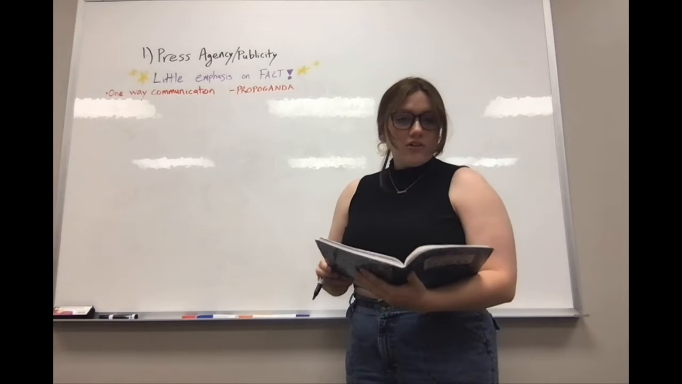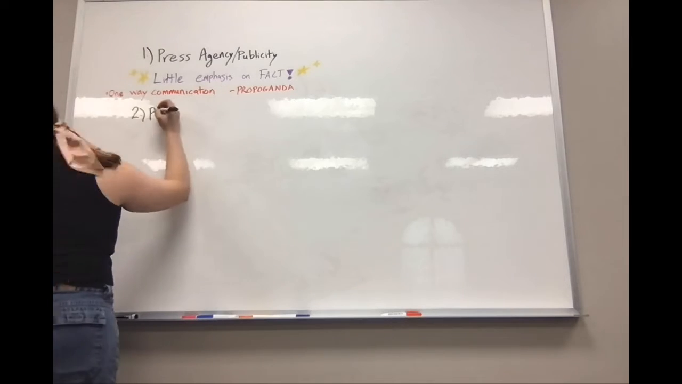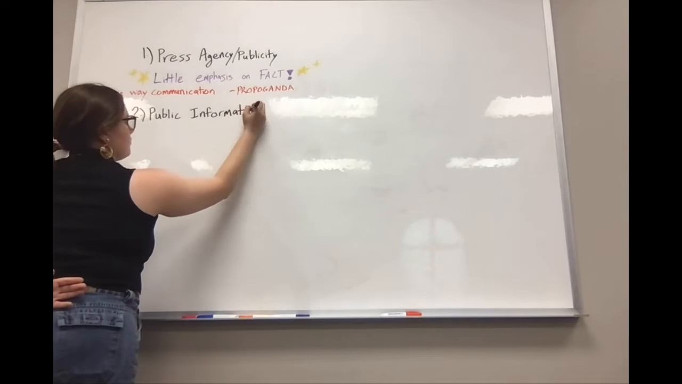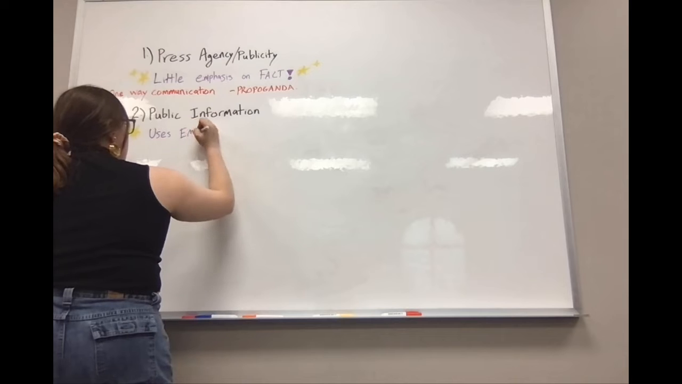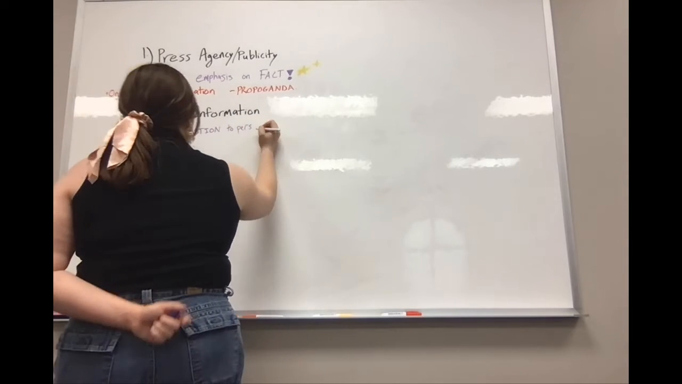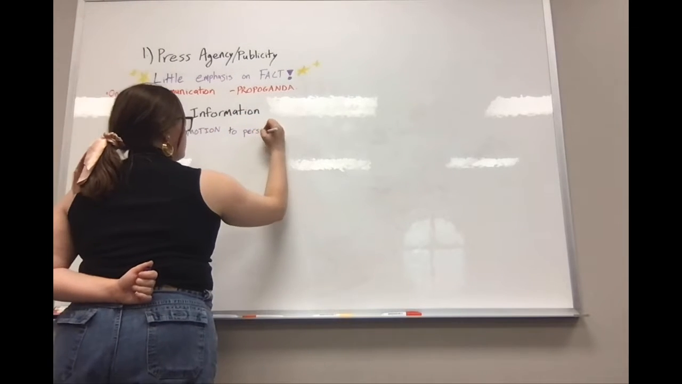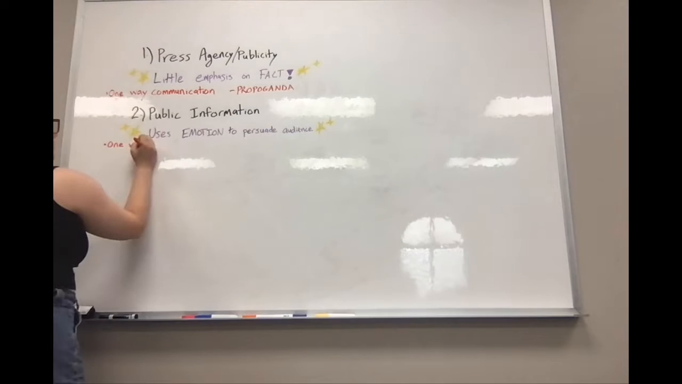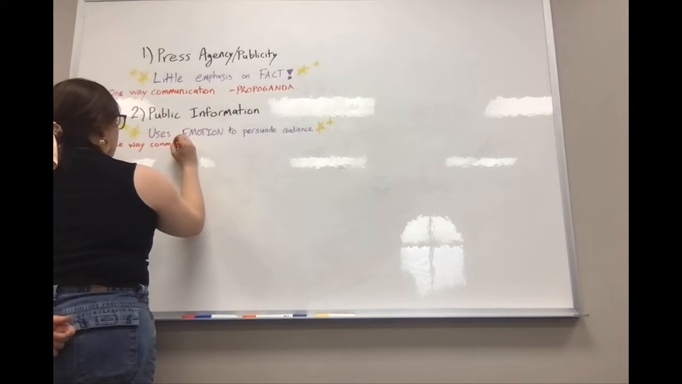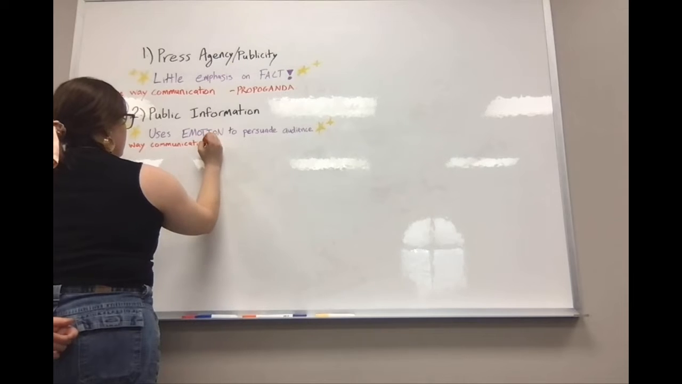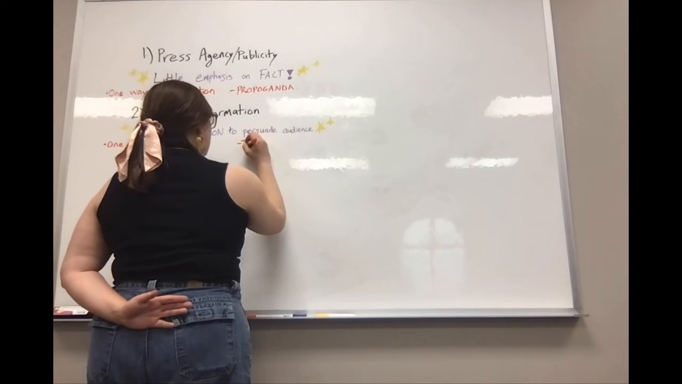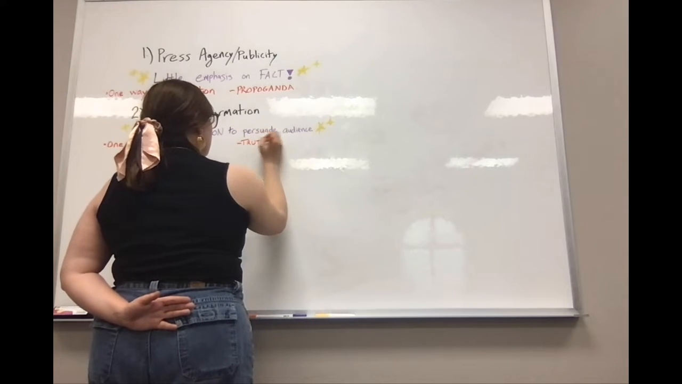The second model is known as public information. It is the only one that uses an emotional appeal to persuade the audience in a certain direction. This is another form of one-way communication, and it has emphasis on truthfulness, and all the other models do as well.